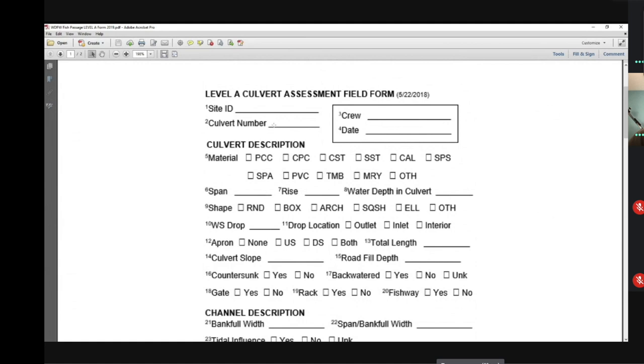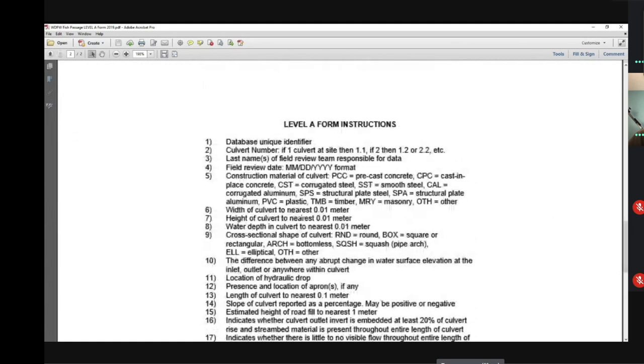Culvert description. Material, PCC, precast concrete. This is good practice for me. CPC, CST, SST. So that's number 5. Flip your page over. Let's see what number 5 says here. Yep, pretty clear on that. Hopefully that makes sense to everybody.